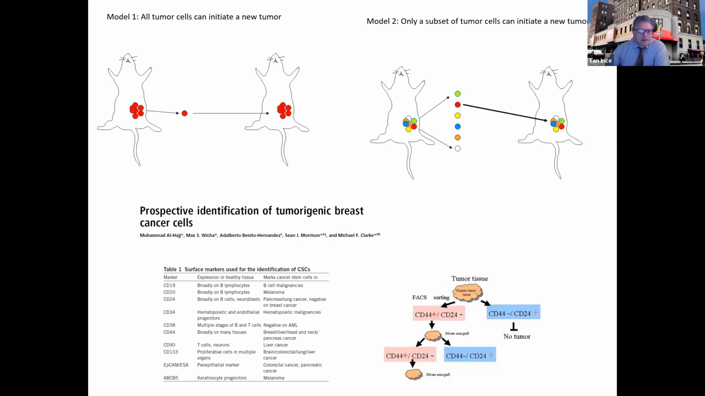who published this seminal paper, Prospective Identification of Tumorigenic Breast Cancer Cells. And what they observed is that when they isolate different cell types, only one of them, depicted here as red, gives rise to a new tumor in the mouse. If you inject the other cells, you don't get a tumor. That would make it a tumor-initiating cell. What makes it a cancer stem cell is that the red cell, when injected in a mouse, recreated the entire original heterogeneity. That makes it a stem cell.